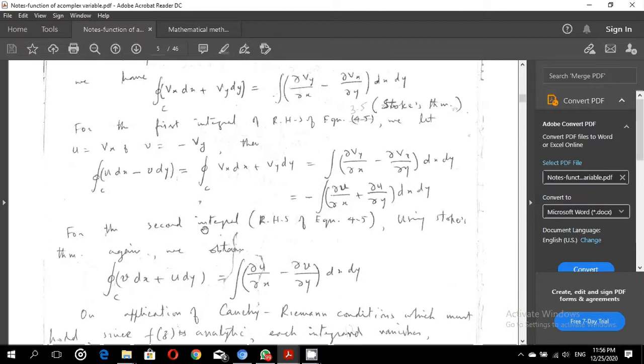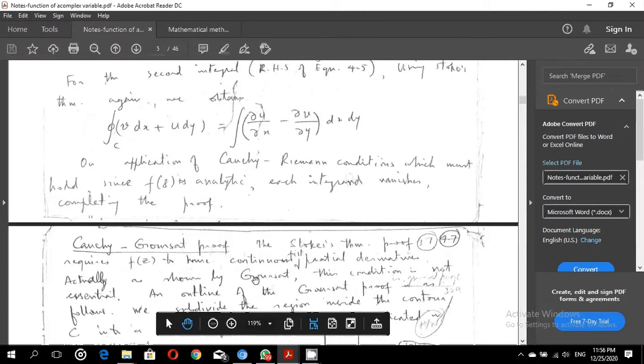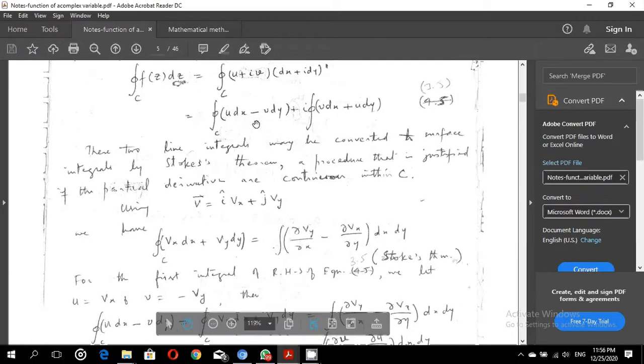Similarly, using the second CR condition for the imaginary part, we see that this is also equal to 0, as is explained over here. So when the real part is 0 and the imaginary part is 0, it means the integral of the function over the closed contour is equal to 0. So that completes the proof of the statement.